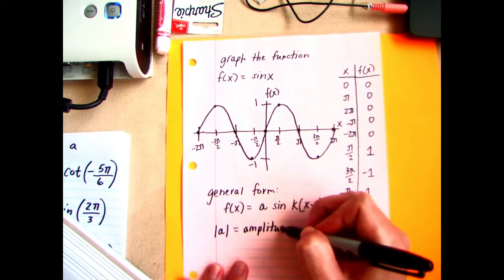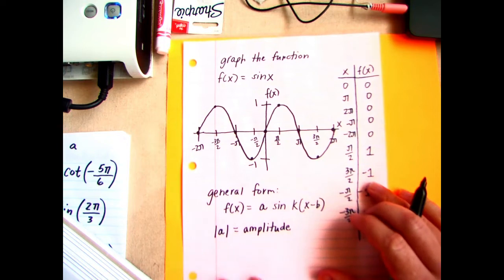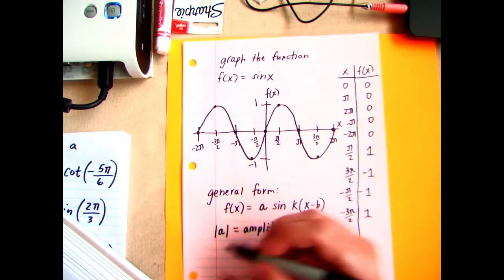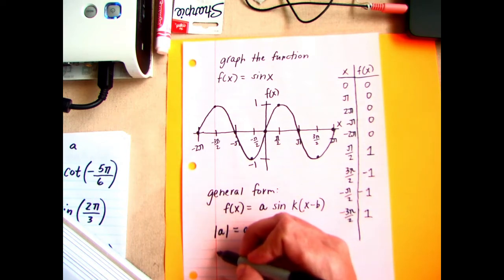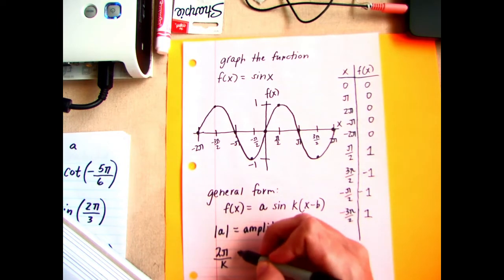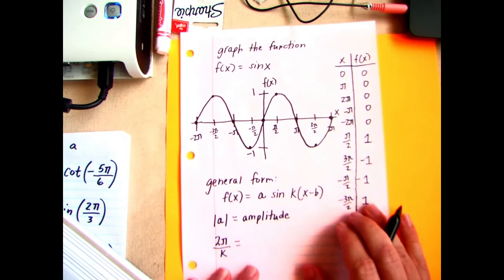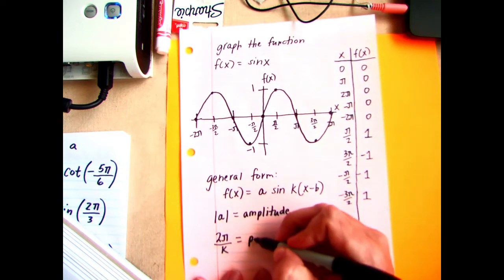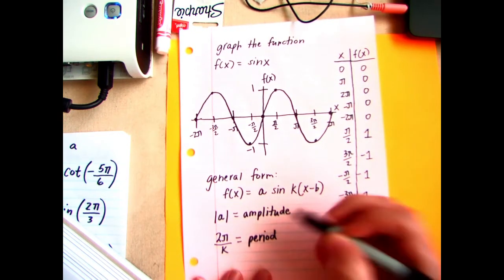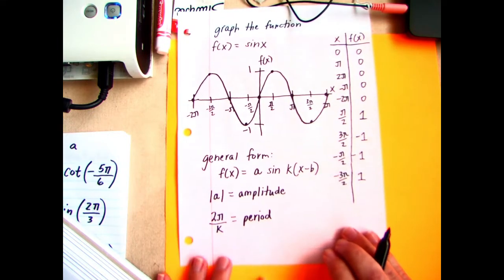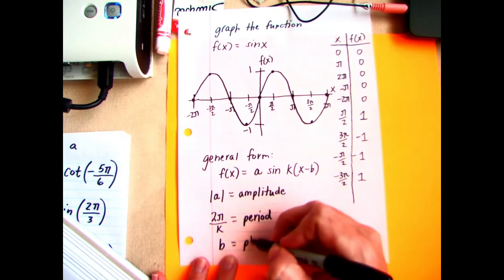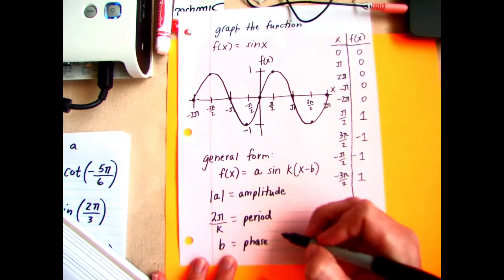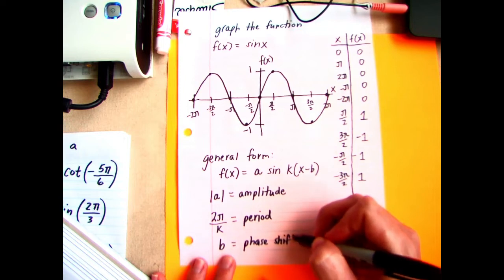The absolute value of a is the amplitude of the curve. And I'll talk about what that is in a sec. k is important because 2 pi over k is the period of the curve. And I'll talk about what that is in a sec. And then finally b is important because it tells us how we shift the graph. It's the phase shift of the graph.